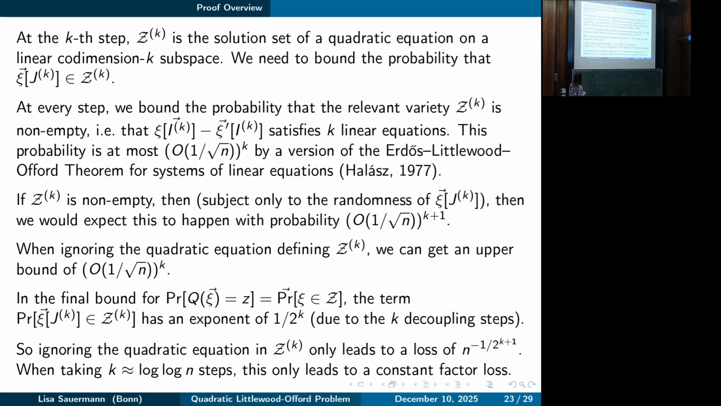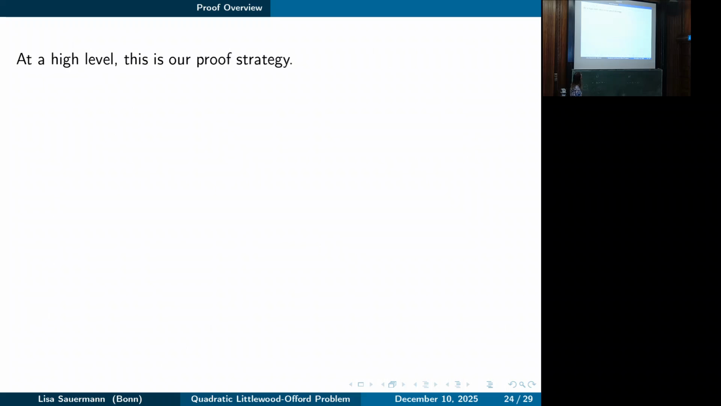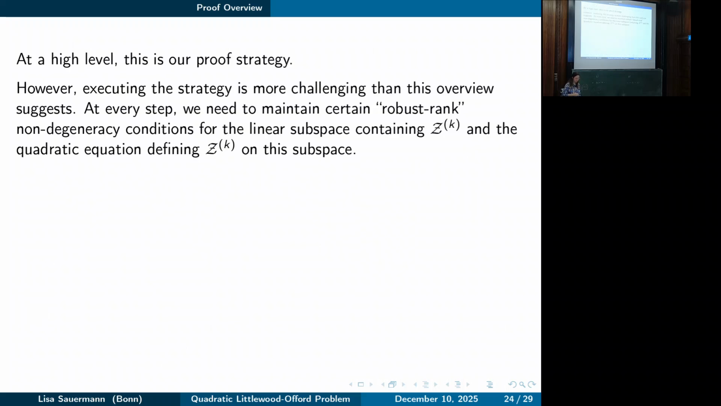And so that means if you take k to be roughly log n, then this loss from ignoring this is only n to the minus 1 over 2 to the k plus 1. If k is roughly log n, then that's just a constant factor loss. So the idea is you keep doing this, and after roughly log n steps, you can actually afford to ignore the quadratic equation. And then the loss is okay because you get this exponent on it. Okay, so at a high level, that's the proof strategy.